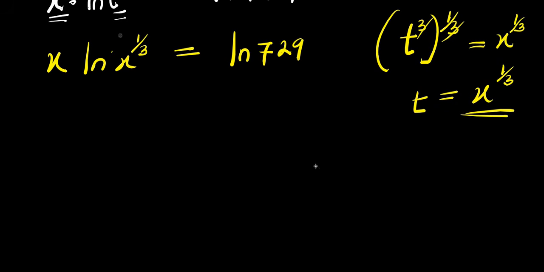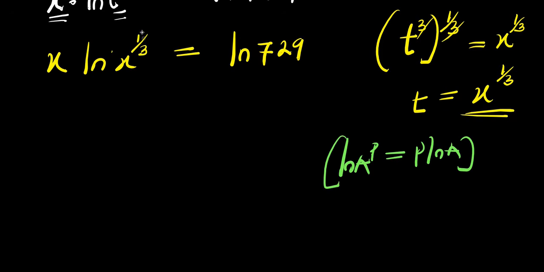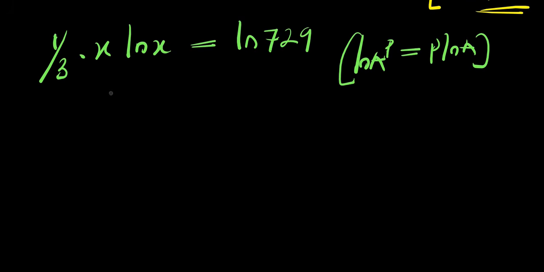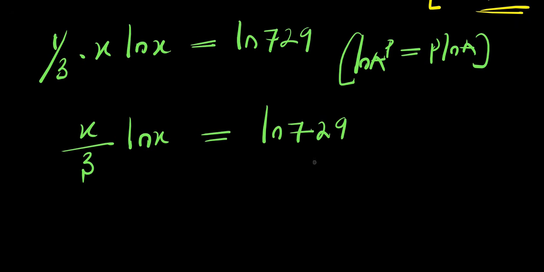Now remember also that if you have ln a power p equals p times ln a. So if that is the case, that means the 1 over 3 will come behind this and multiply this x. So we have 1 over 3 times x times ln. What we are going to have left is just x equals natural log of 7 to 9. So from here, 1 over 3 times x, this is x over 3 of natural log x equals natural log 7 to 9.